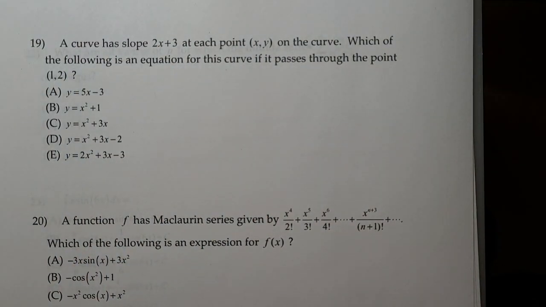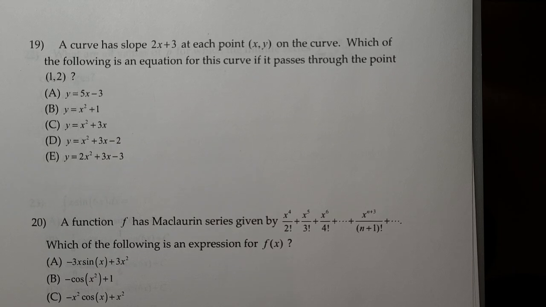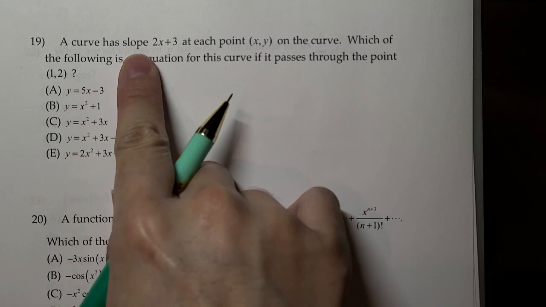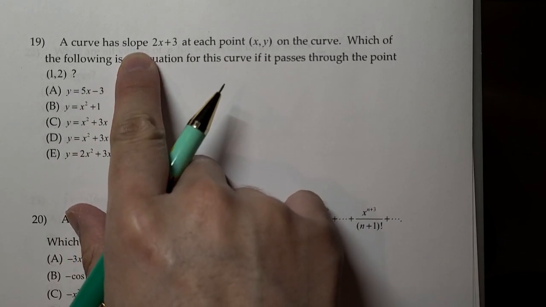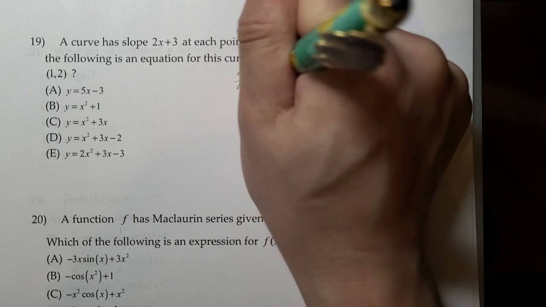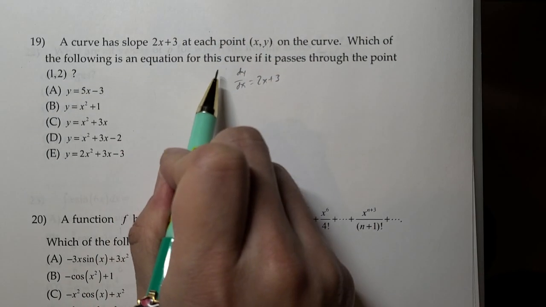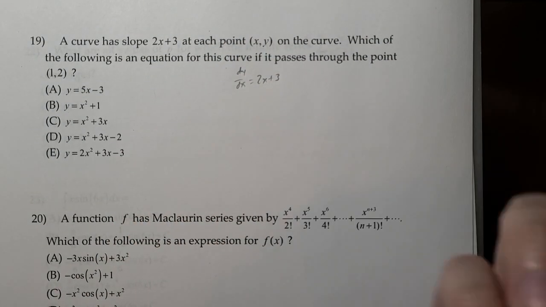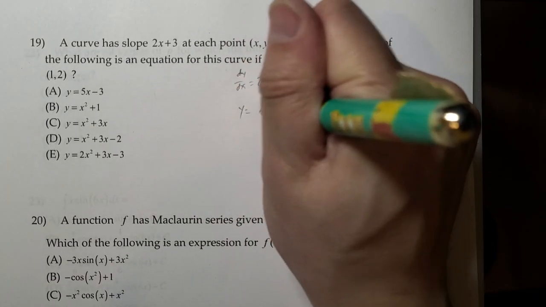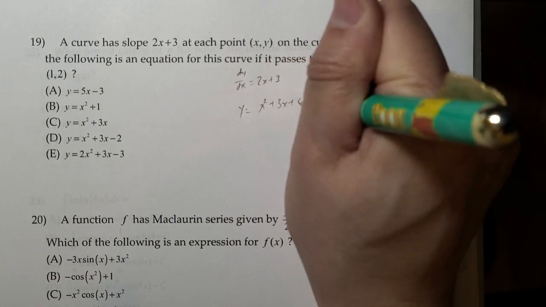A curve has slope 2x plus 3 at each point (x, y) on the curve. Which of the following is an equation of this curve if it passes through the point (1, 2)? So slope is derivative, right? So dy/dx is 2x plus 3. We want the curve itself, so we need to get y. We need to solve this differential equation. So we integrate both sides. So y is x squared plus 3x plus c.